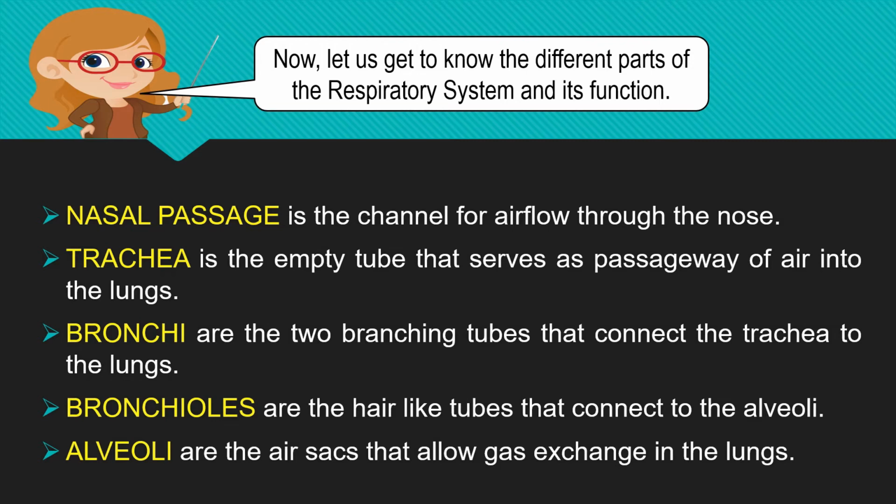Nasal passage is the channel for airflow through the nose. Trachea is the empty tube that serves as passageway of air into the lungs. Bronchi are the two branching tubes that connect the trachea to the lungs. Bronchioles are the hair-like tubes that connect to the alveoli. Alveoli are the air sacs that allow gas exchange in the lungs.